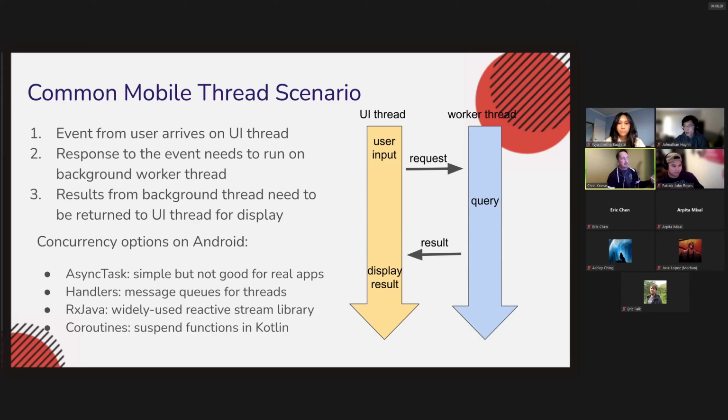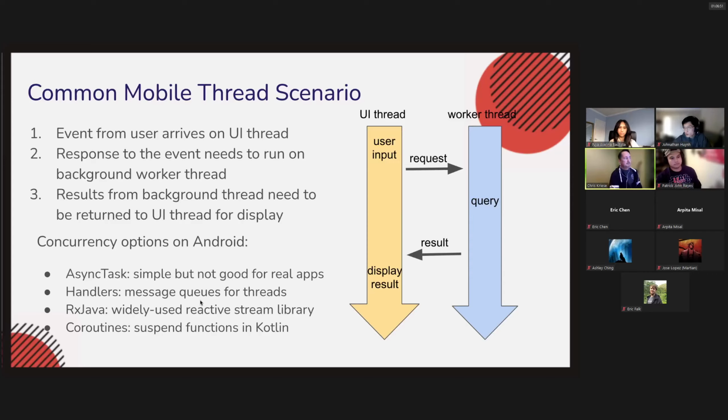You get events from the user on the UI thread that you want to respond to. So you might do a request, you might run a query either to your local persistence on the device, or maybe you're making a network API call. You go get some data, and then you have a result. But so that the result can get back onto the screen, you must transfer that result back to the main thread so it can be displayed in the UI.